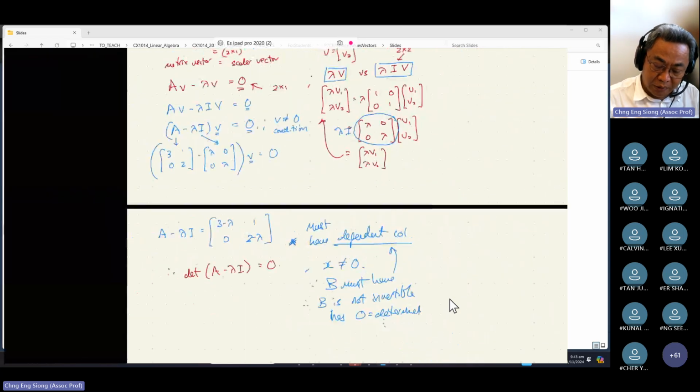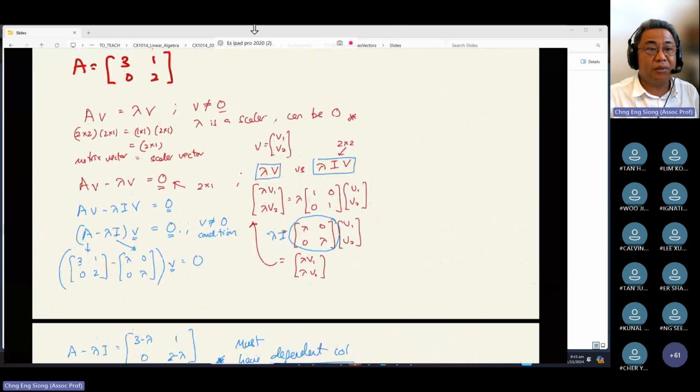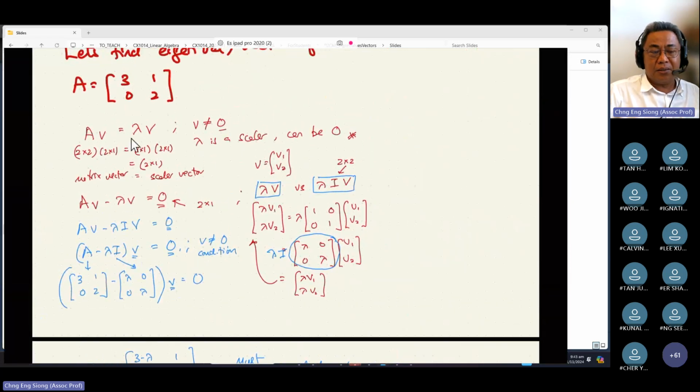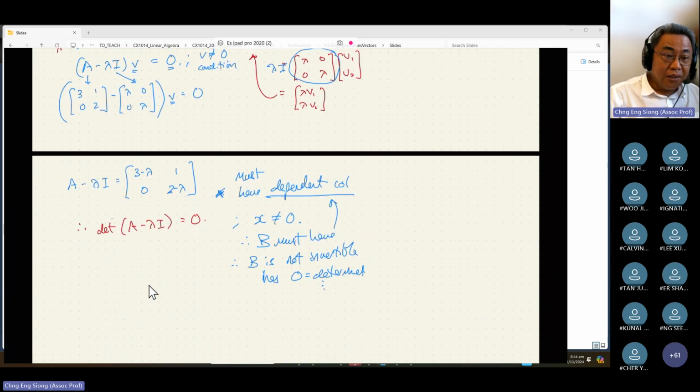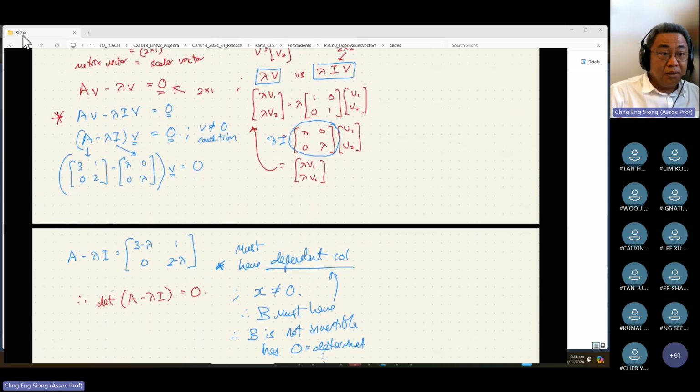Now, this is a huge jump, okay, guys? Let me show you where the jumps are. The first jump is AV equals lambda V. This is very innocent. The second jump is AV minus lambda IV. This is a clever idea where we use the I so that we can cast lambda V as lambda IV and merge this to get this equation. The third jump is here. We realize that this equation, A minus lambda I times V equals 0, means that this guy has dependent columns.